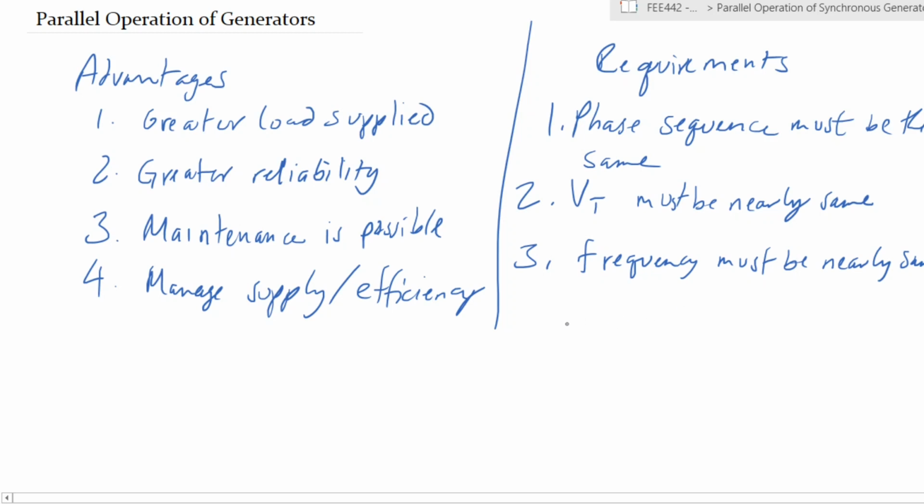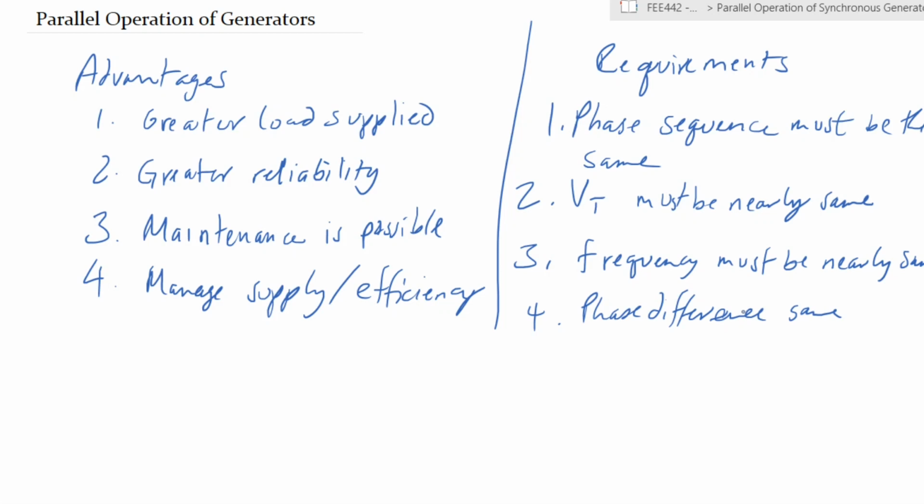Frequency must be nearly the same. And number four, there must be no phase difference. So the phases between them, that is the power angle, should be the same as the system that you wish to connect to.